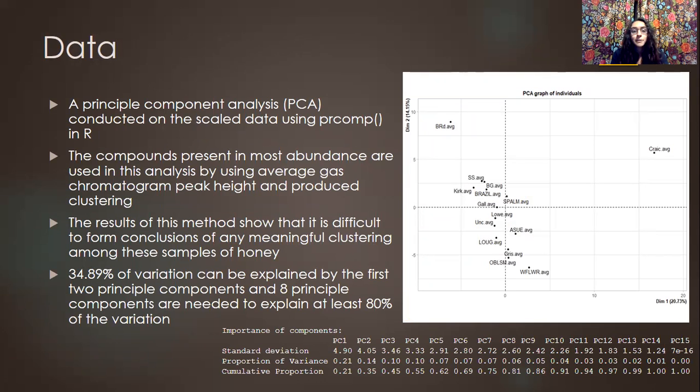Next, we performed a principal component analysis on the data that was collected for each sample. This was done using average gas chromatogram peak height that was recorded using gas chromatography mass spectrometry. This result showed difficulty in forming conclusions and meaningful clustering. Several principal components are needed to explain most of the variation here.